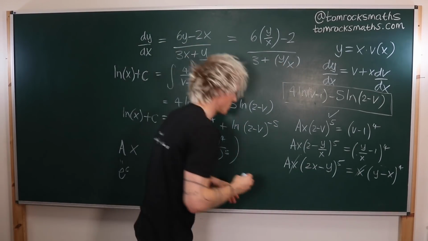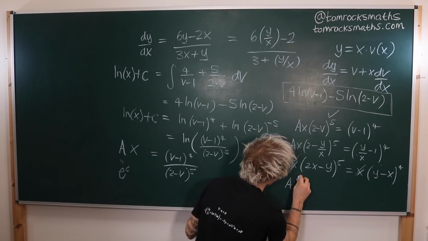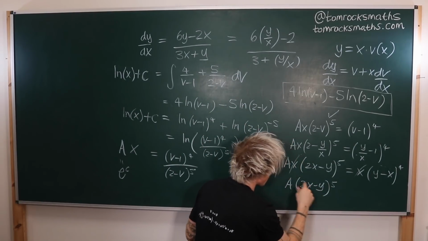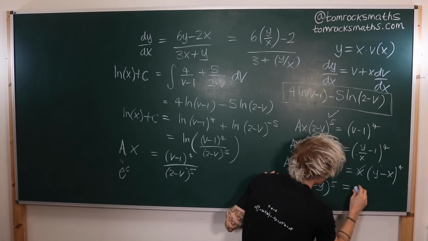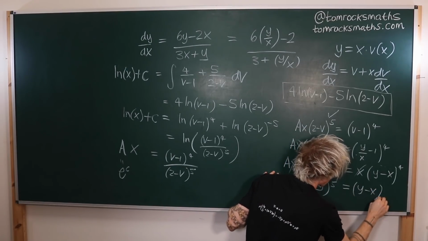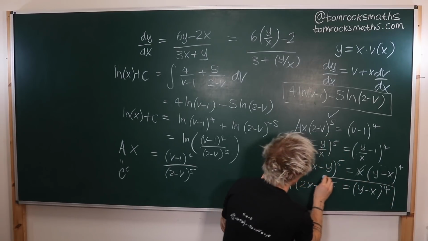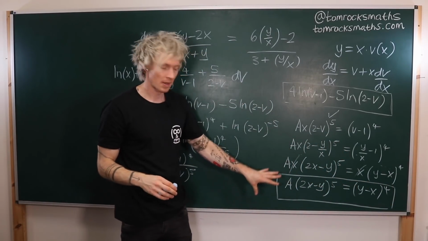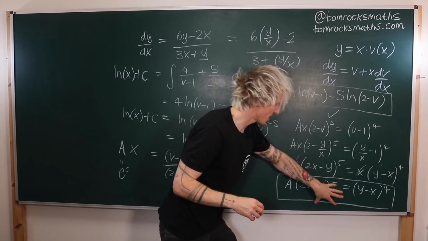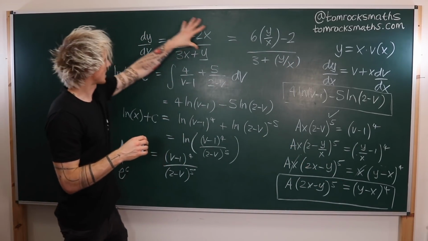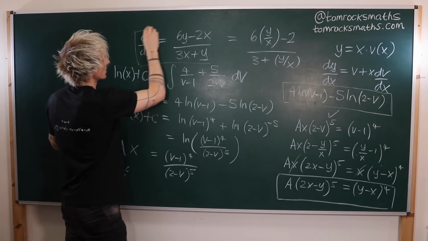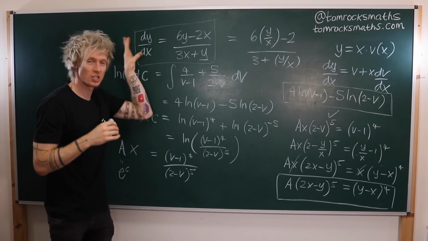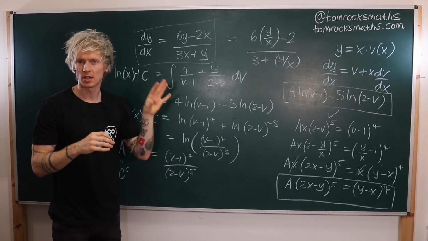And now I have my final solution, which is to say implicitly the solution is given by a times (2x minus y) to the 5 equals (y minus x) to the 4. So this is an implicit expression, a relationship between y and x, and this, in the square box, satisfies our original differential equation at the top of the board, which remember is our homogeneous first order differential equation.